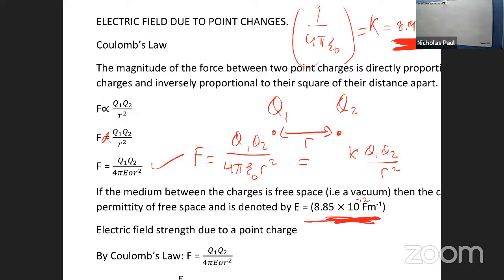So far we have E is equal to F on Q, we have E is equal to V on D, we have F is equal to K Q1 Q2 all over R squared. Now let's do me a favor. Suppose I wanted you to find the electric field strength at a distance D away from a charge Q.